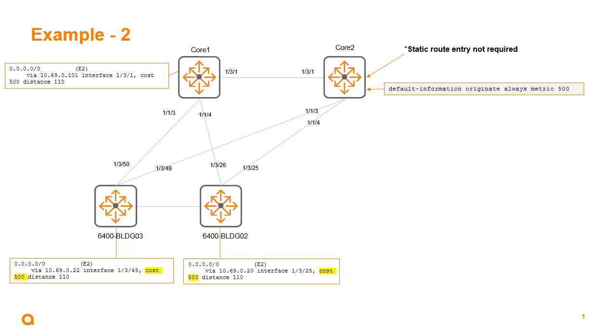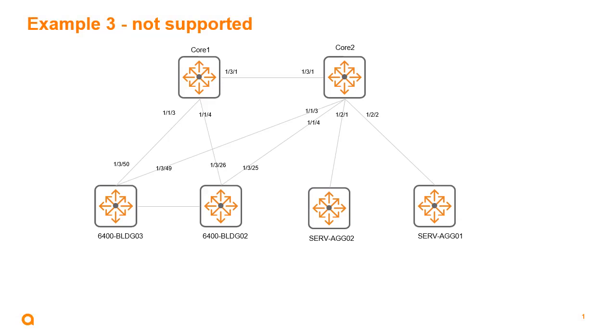If you're using default information originate always, work out where the next hop for the traffic will be: by using PBR, or do you have a static route already configured for the desired routing?